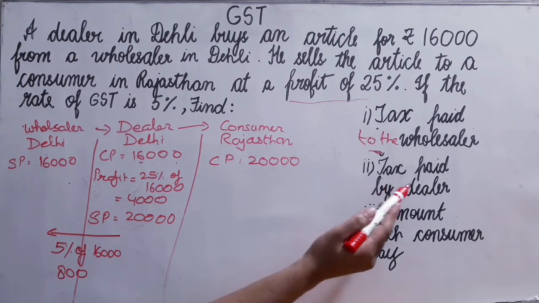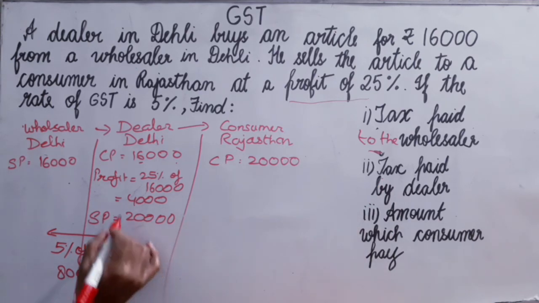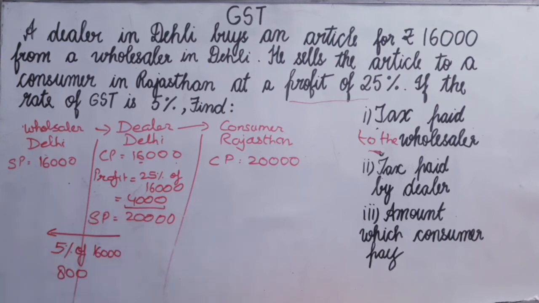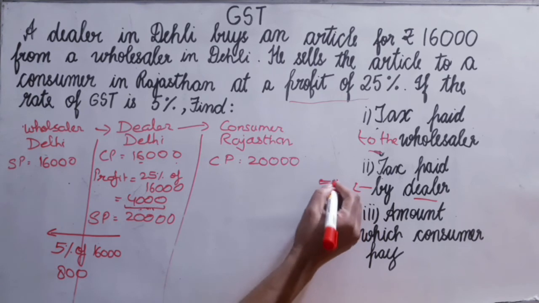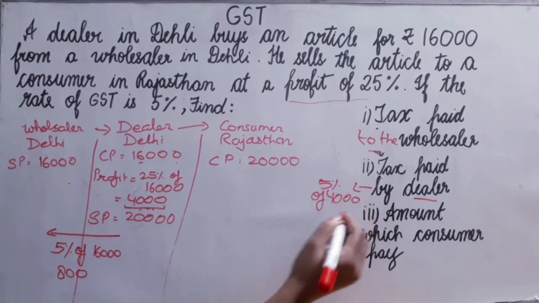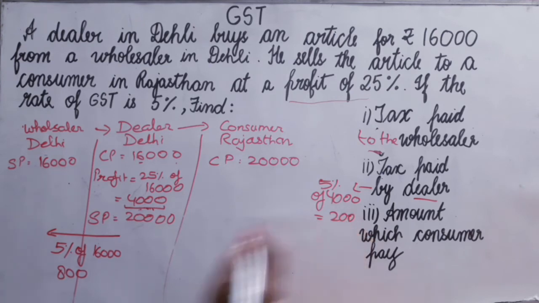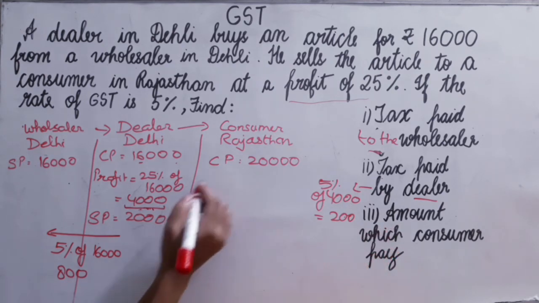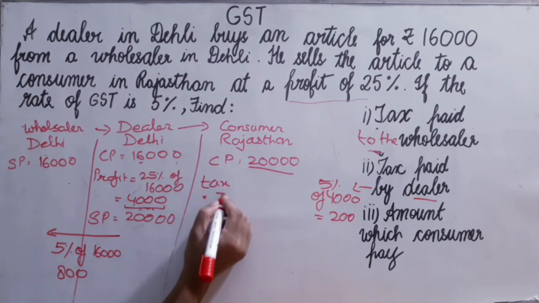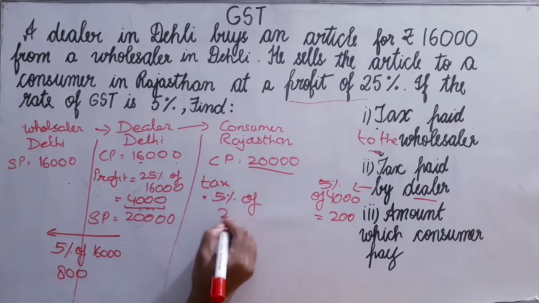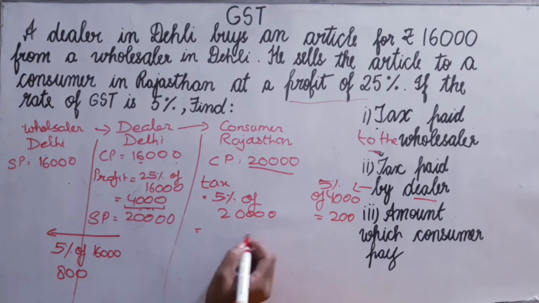So this is the tax which he is paying to the wholesaler. Now, another tax: the tax paid by the dealer. The tax paid by the dealer will be on his profit, so 5% of his profit. Here you can write 5% of 4,000, which will be 200 rupees. So for this the answer will be 200 rupees. Now the amount which the consumer pays will be cost price plus tax. The tax the consumer is paying is 5% of 20,000, which will be 1,000 rupees.